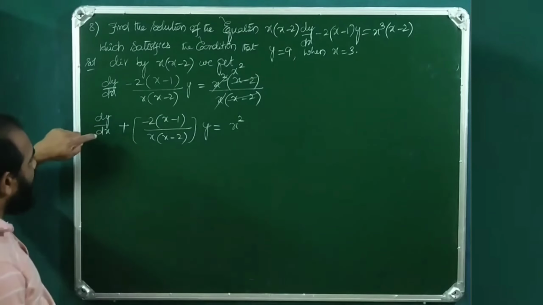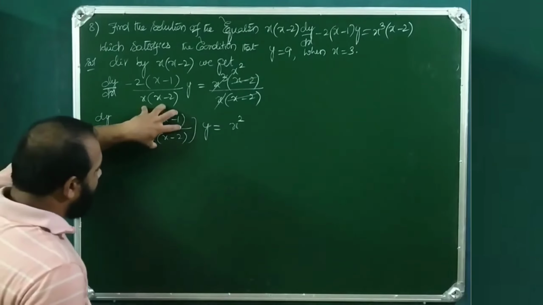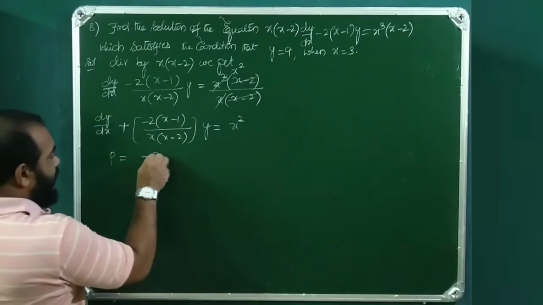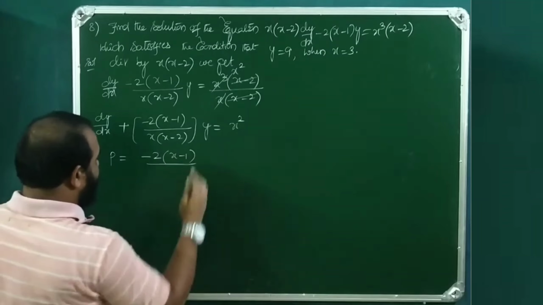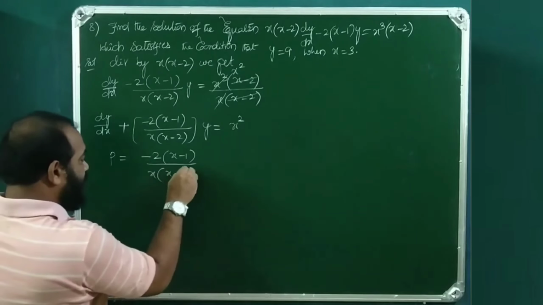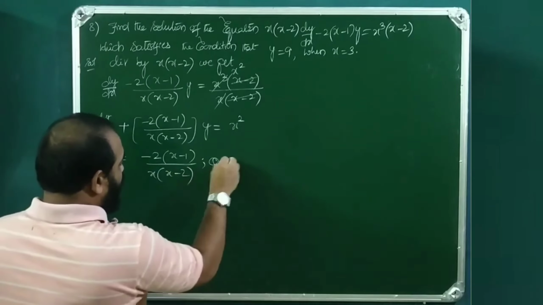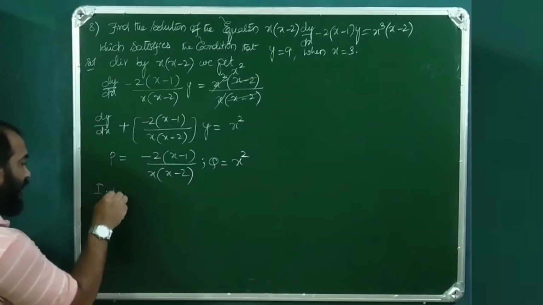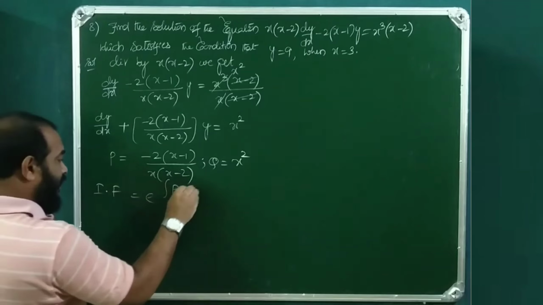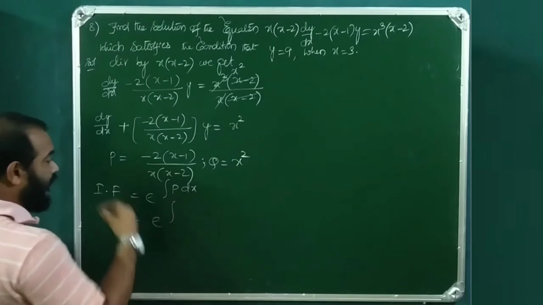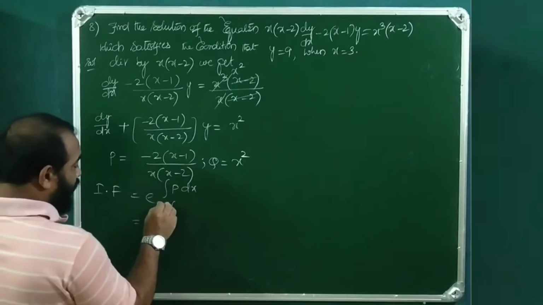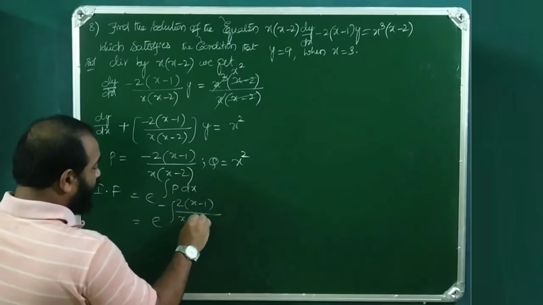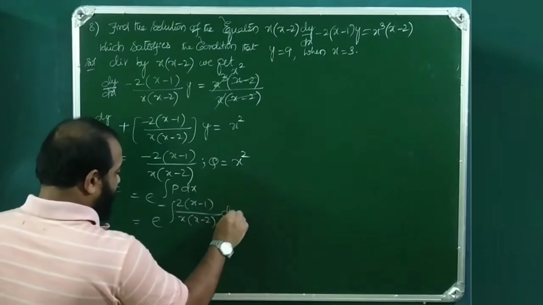So this is of the form dy by dx plus p y equals to q. Therefore p is equals to minus 2 into x minus 1 by x into x minus 2, q is equals to x square. So the integrating factor is e power integral p dx, e power integral of minus 2 into x minus 1 by x into x minus 2 dx.